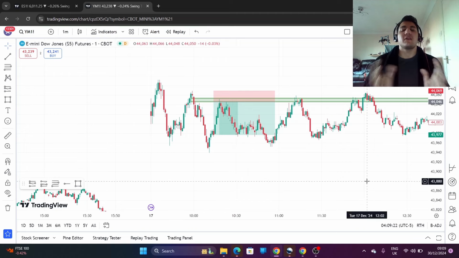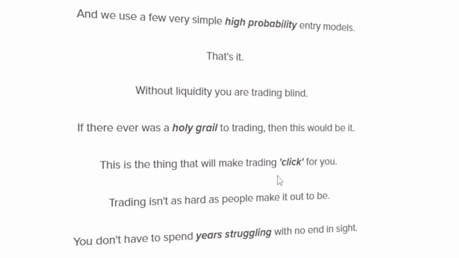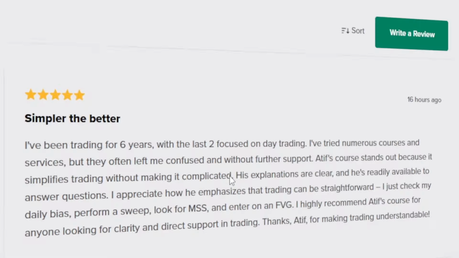Now, obviously, if you want to increase the win rate, having the higher time frame direction and all that sort of stuff will help you. And if you're struggling with the higher time frames, I've got a course in the link description below which explains all of it in much more detail.